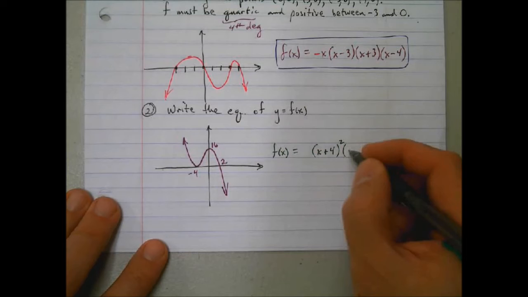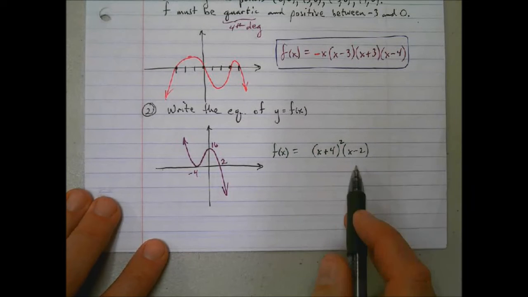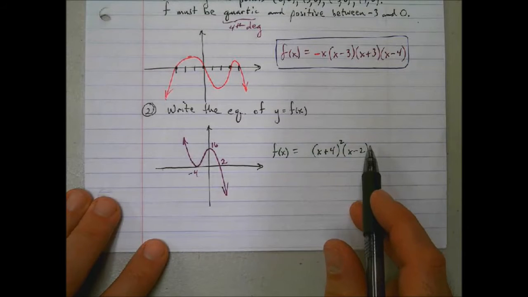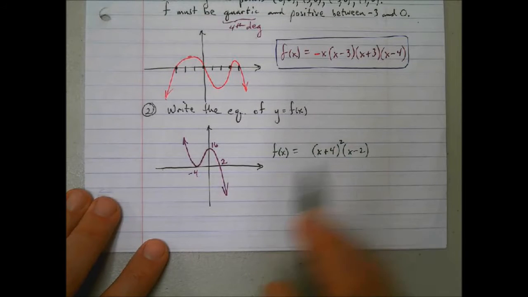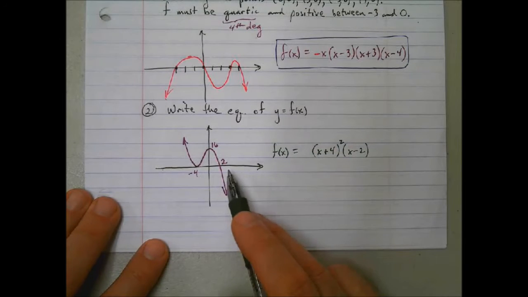It goes through at 2, so x minus 2 is a root, and it needs to be an odd multiplicity, so first power, third power, and so on. Typically, just go with the lowest power that does work with these problems, unless you have information that tells you otherwise.